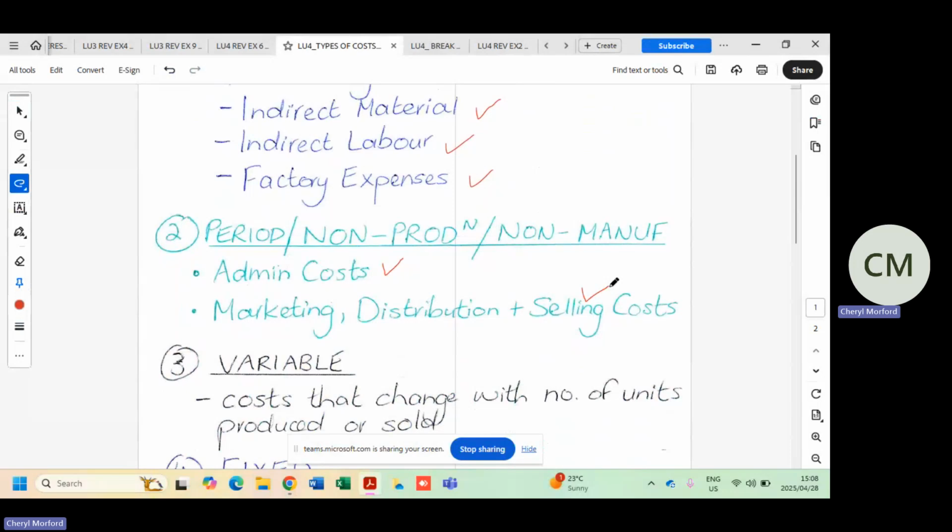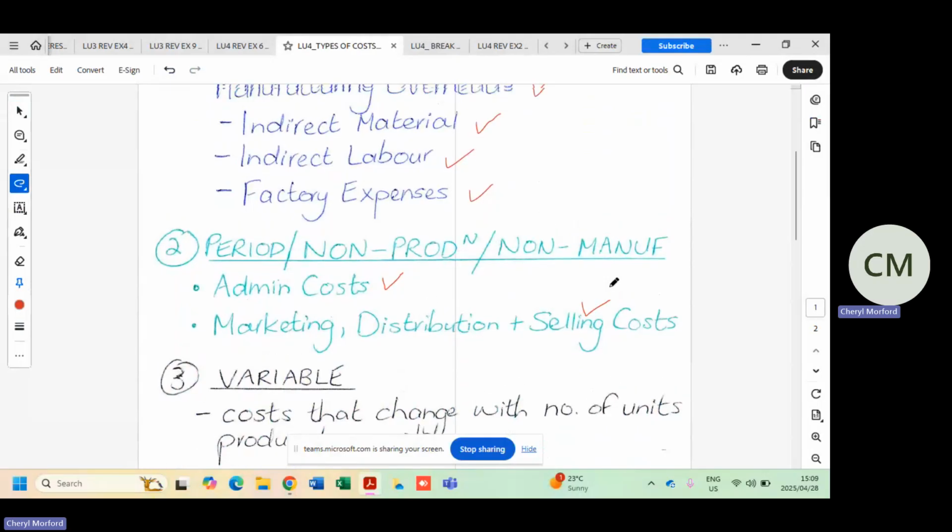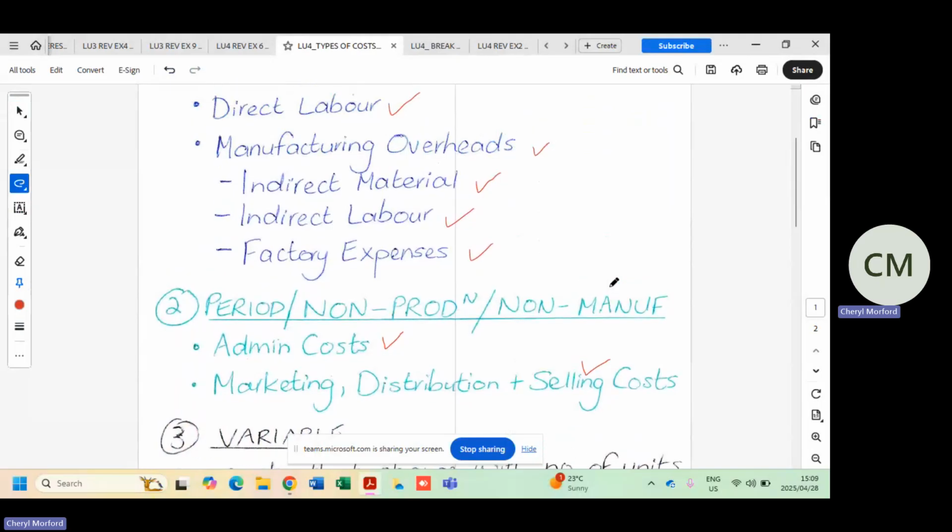So what is a typical kind of a question that you could get? You can get some transactions and it will say, sort these into period or product cost. It may even be more specific and say direct material, direct labor, manufacturing overhead, admin, marketing, distribution, and selling. So you really need to be clear on this as to which categories each of the costs fall into.